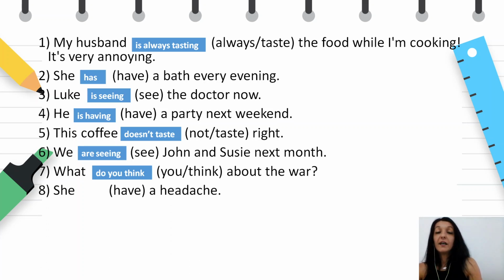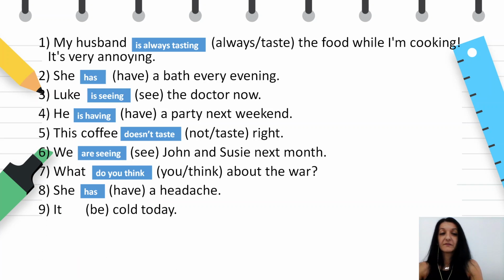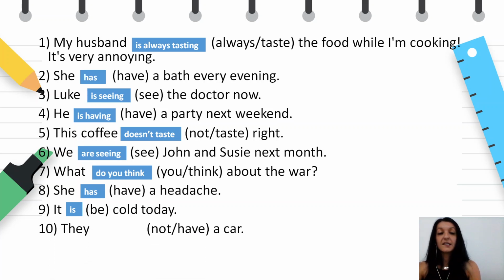She have a headache. Okay? Yeah, it should be she has a headache. It be cold today. So you need some form of the verb to be here, and that should be is. It is cold today. And the last sentence: they not have a car. And of course, the correct answer would be they don't have a car.